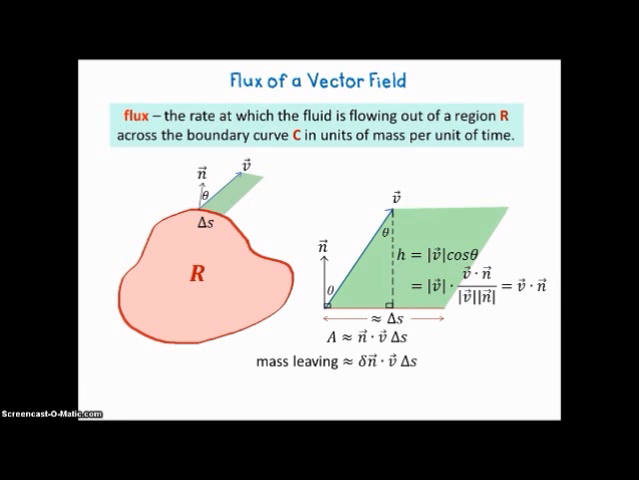So then for our integral, delta S goes to ds, and v is our F function, because we said on a previous page that we would define F to be the density times the velocity vector, and so we dot that with n and multiply by ds. So there's our integral for computing flux.